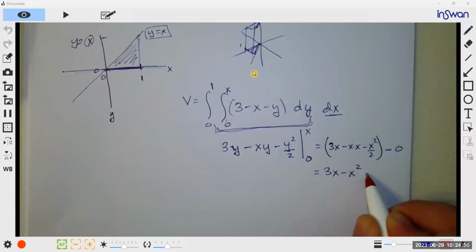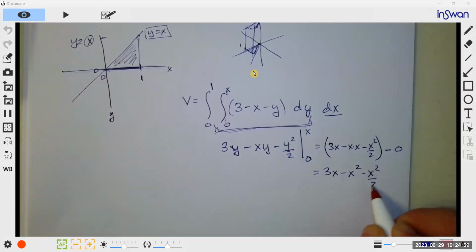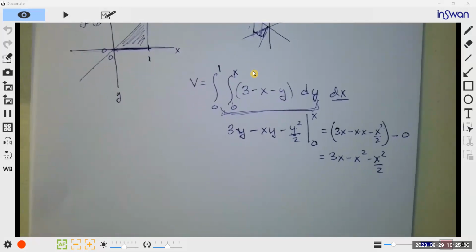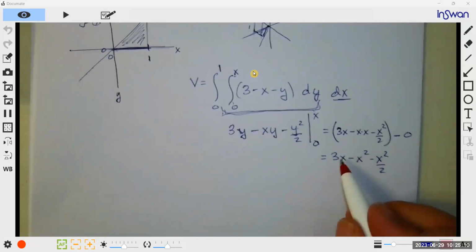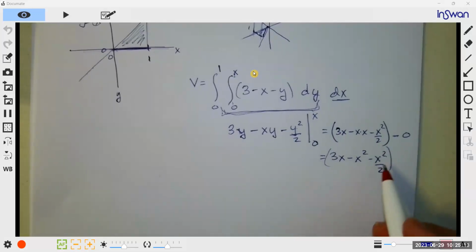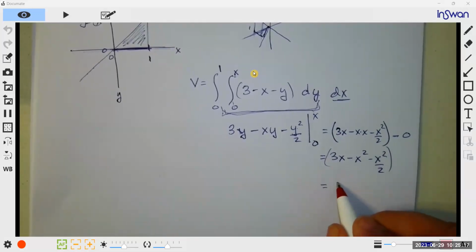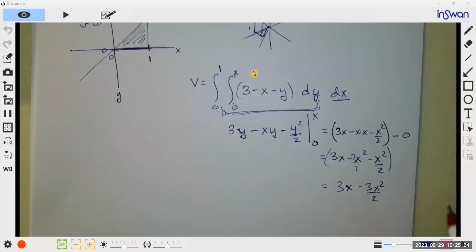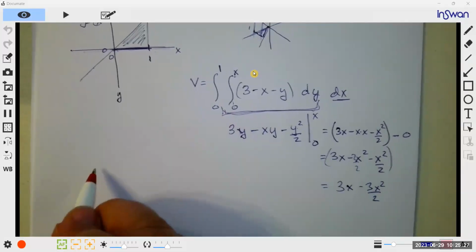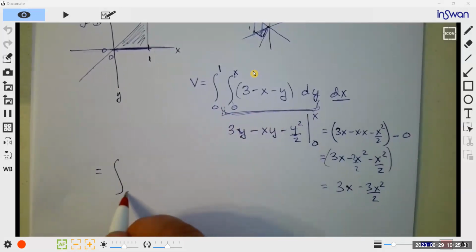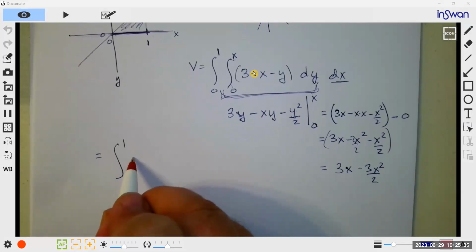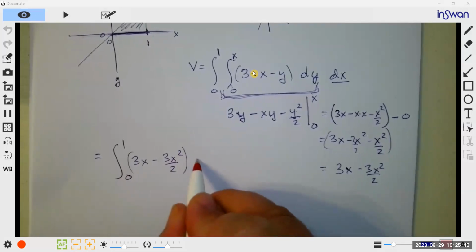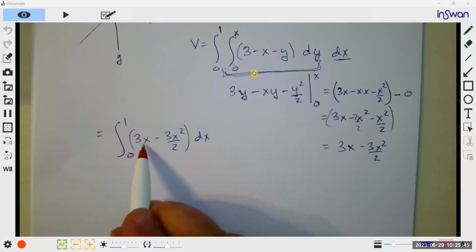So our equation now becomes, we could combine these two if you want. So this would be 2 over 2. So now that takes care of the innermost. The outermost is 0 to 1 of our function, 3x minus 3x squared over 2, dx. Because now notice there's no more y's.